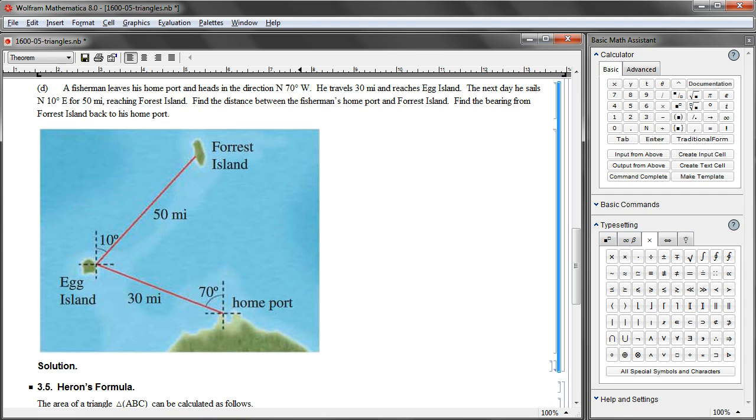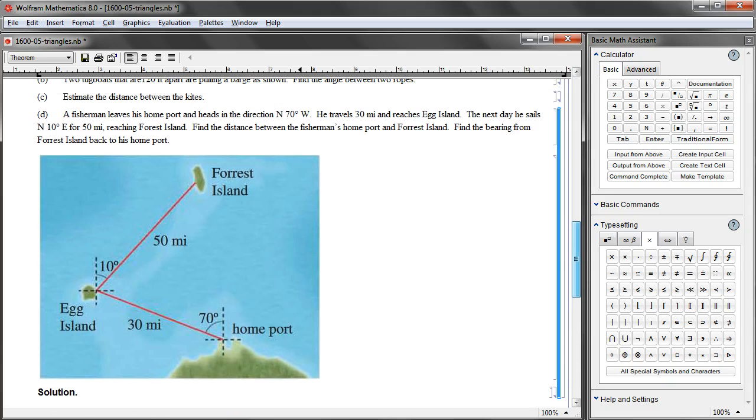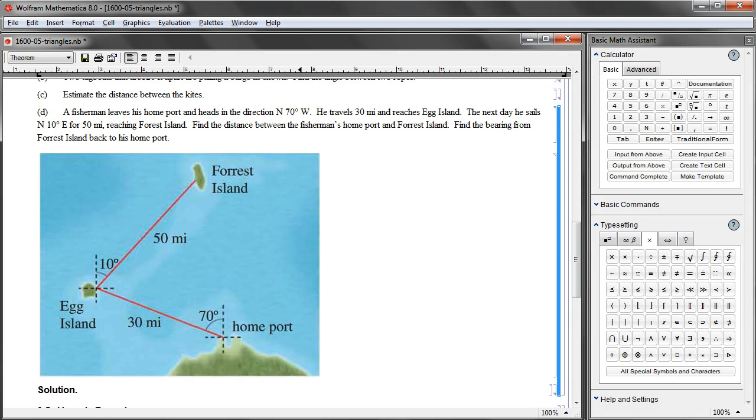I'm going to stop there and then I'll ask you the question. Find out the bearing from Forest Island back to the home port. That's going to be even more challenging, but I'm not going to tell you. Just go ahead and sweat it out. I do have a solution here in this notebook.